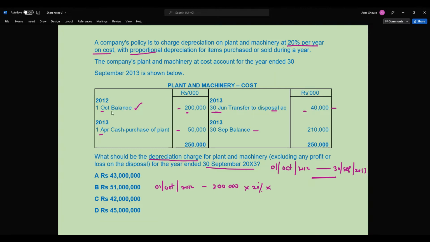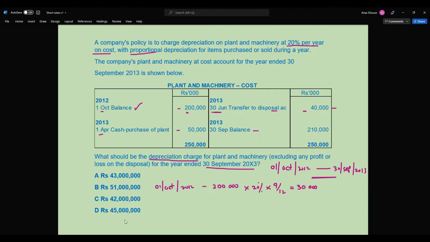So from October to 30th June, how many months? It is going to be 9 months. So you take proportionate depreciation on this 200 million. 200 million times 20% will be 40 million. So 40 million for 9 months is going to be 30 million. These are given in thousands. Then on 30th June there was a disposal of 40 million.